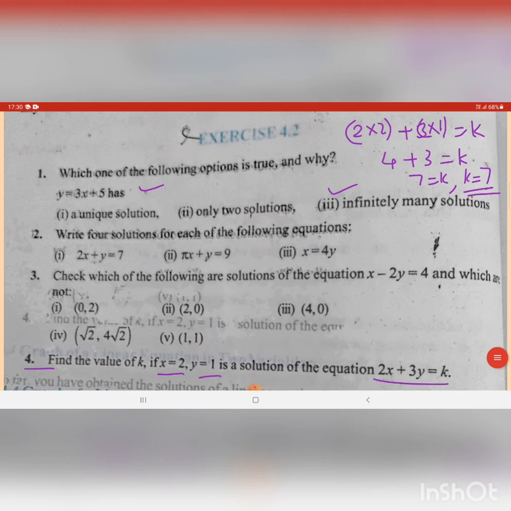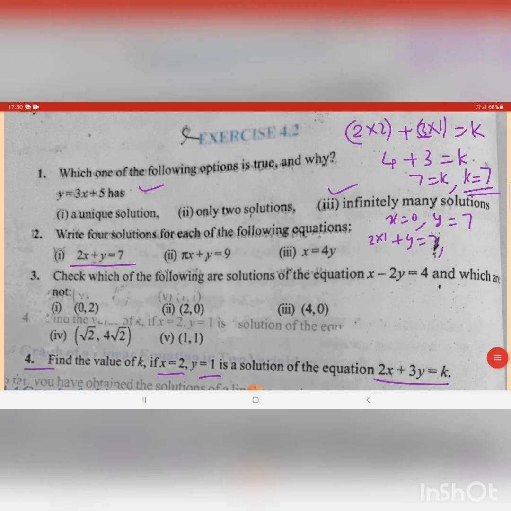Second question. Write 4 solutions for each of the following equations. 2x plus y equal to 7. We can put x equal to 0. Then y equal to 7. Now put x equal to 1. So 2 into 1 plus y equal to 7.